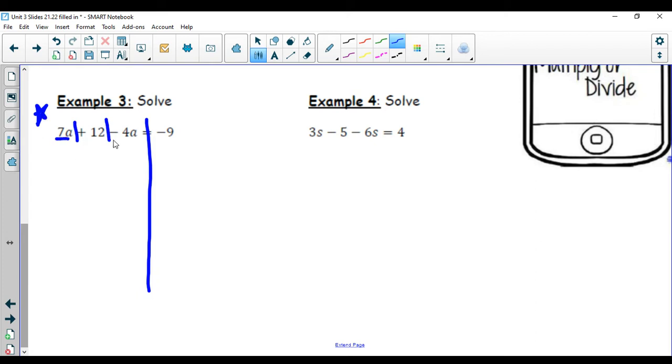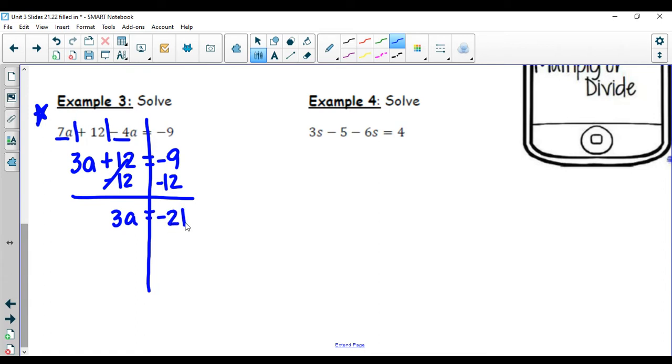So combining the like terms, 7a and minus 4a is going to give you a positive 3a, plus a 12 equals a negative 9. So you're going to go ahead and subtract 12 on both sides, and you're going to get 3a is equal to a negative 21. And if you divide through by 3 on both sides, that'll leave you with a, and negative 21 divided by 3 is negative 7. Same style also, I'm going to have you combine your like terms and go ahead and solve number 4.